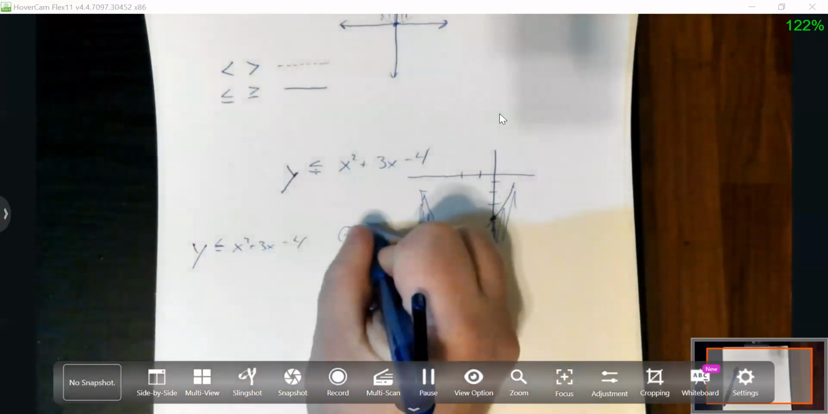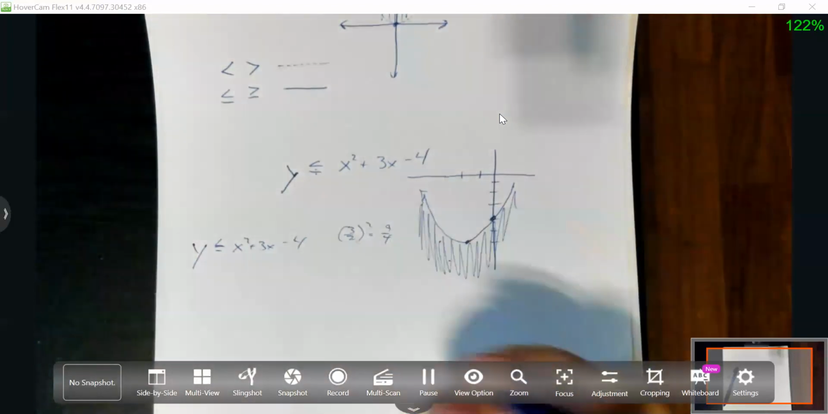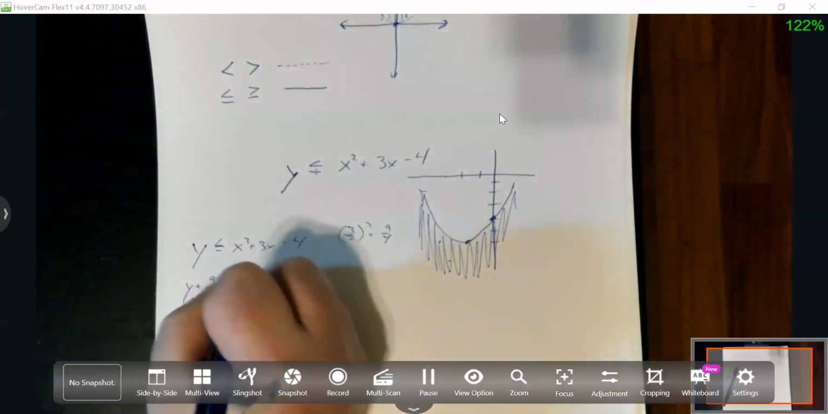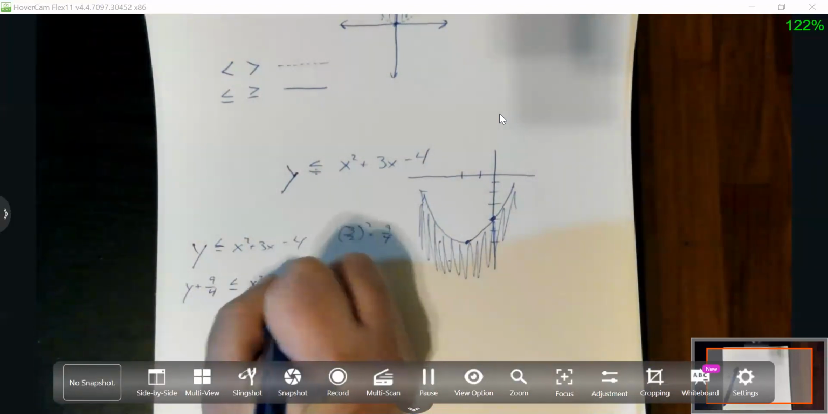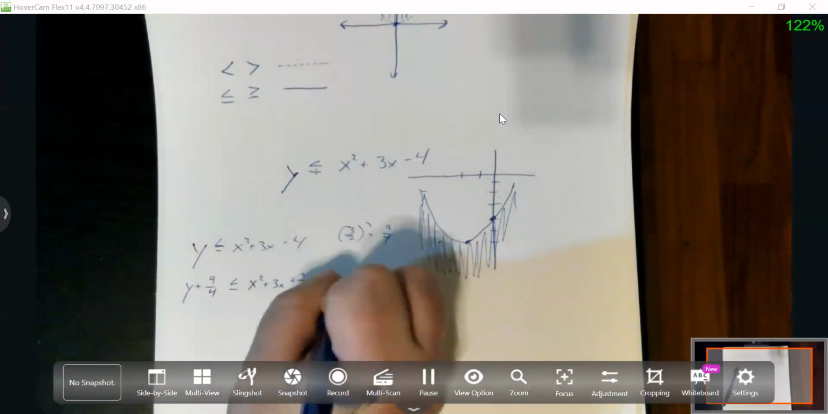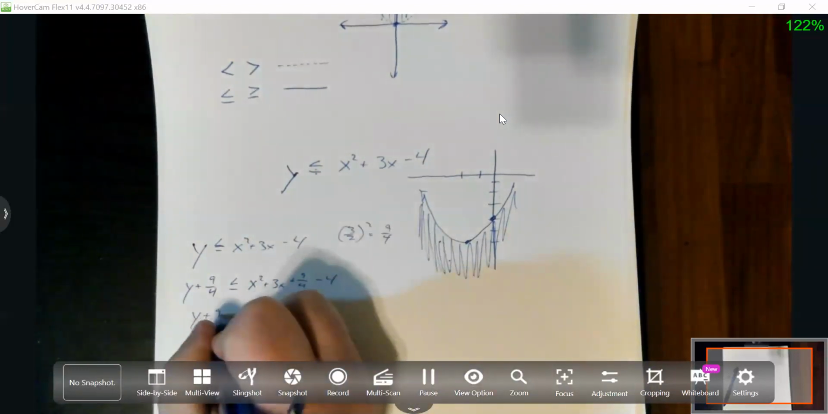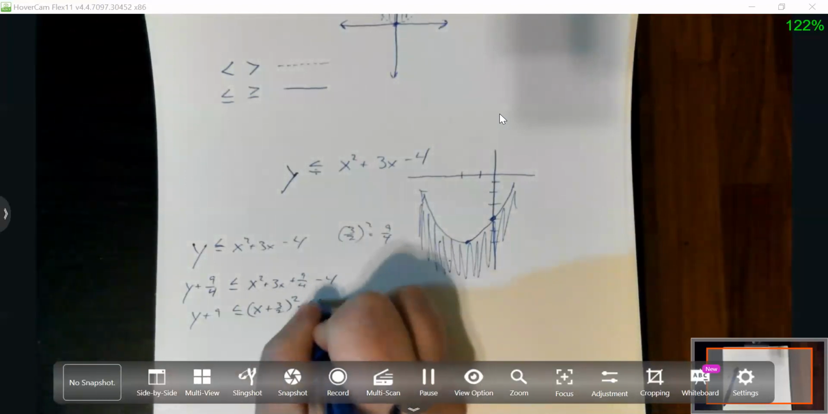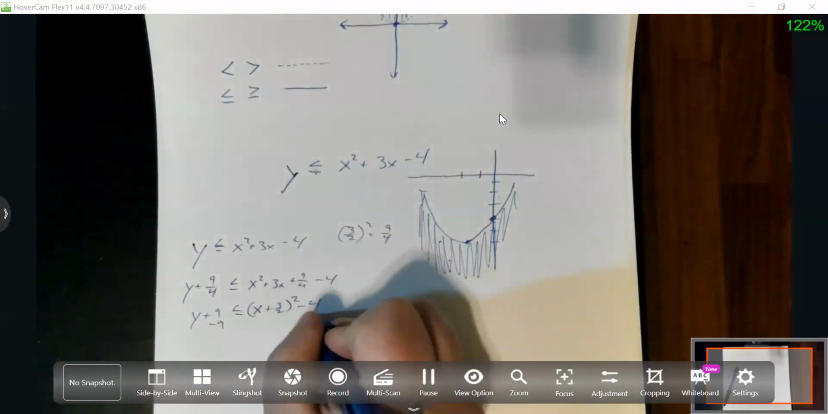3 divided by 2 squared would be 9/4. I'd have to add 9/4 to both sides. So that's y plus 9/4 is less than or equal to x squared plus 3x plus 9/4 minus 4. This is now a perfect trinomial of the form x plus 3/2 squared minus 4, and then I'd subtract the 9/4 from both sides.